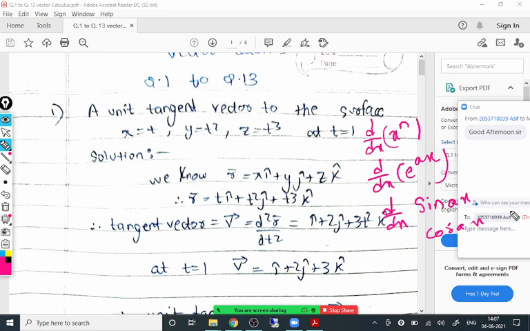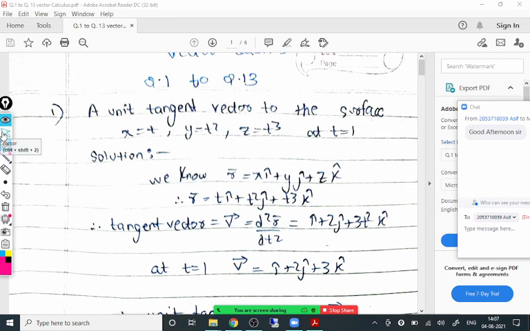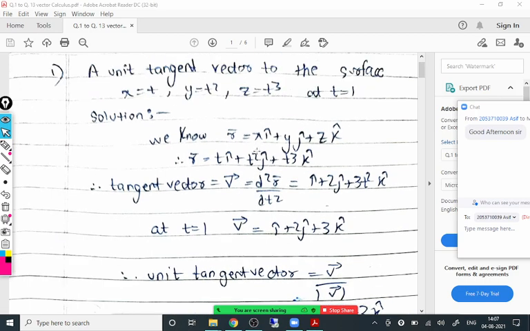You can do these questions, provided you know the concept that if r bar is a position vector, dr bar by dt is a tangent vector or a velocity vector. Both are the same. I hope there should not be any doubt in question 1. If anyone has, what is the question?